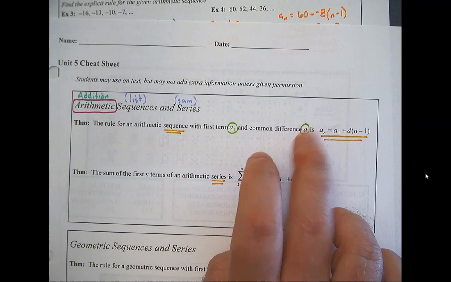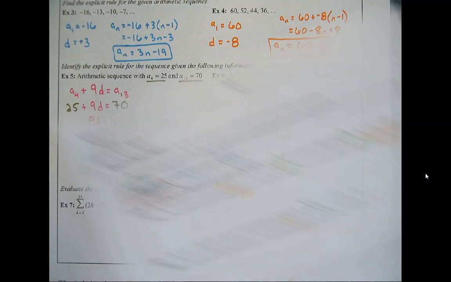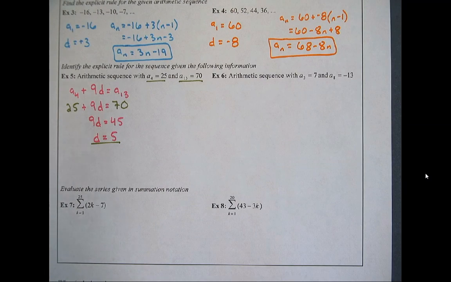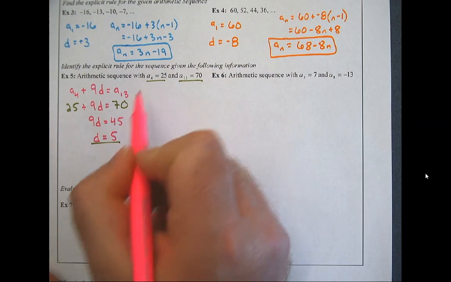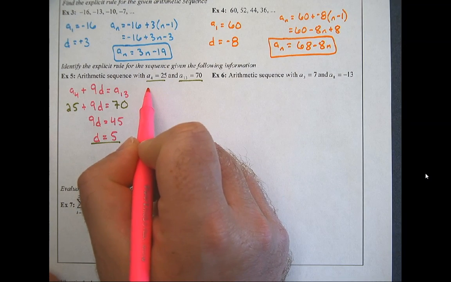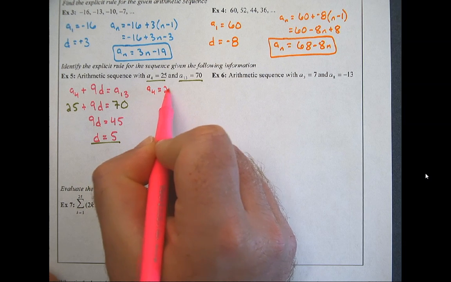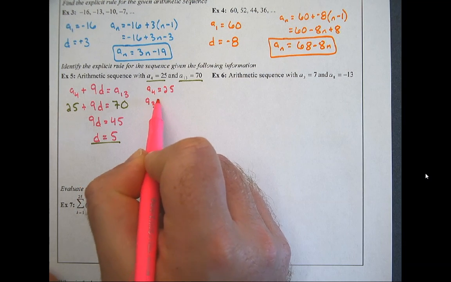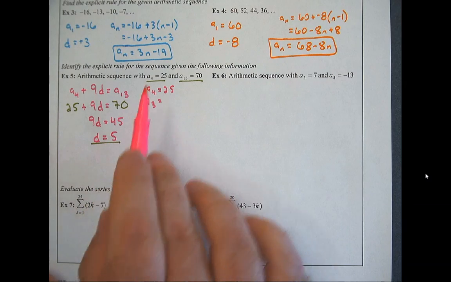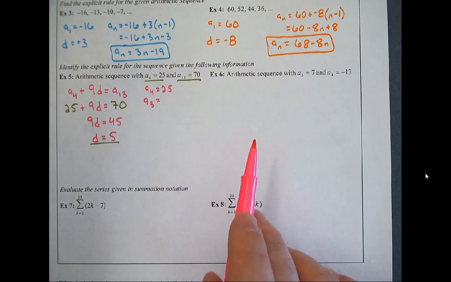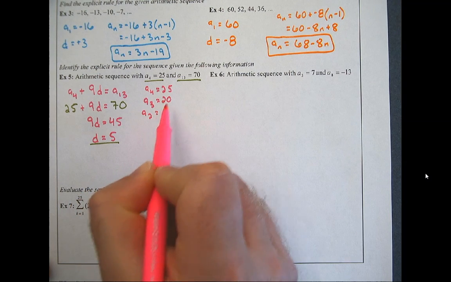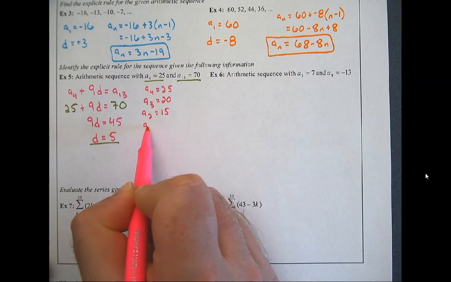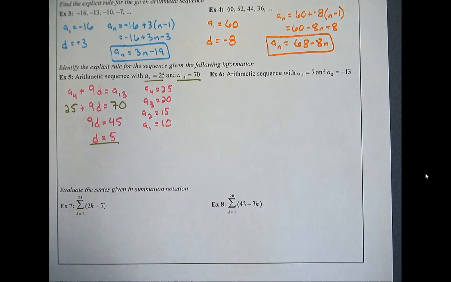So we figured out the common difference. Now we've got to find the first term. There are lots of different ways to do it. The best way I think of is to just work your way backwards. I'm going to start with a sub 4, and then I'm going to work my way backwards with the difference until I get to a sub 1. So a sub 4 is 25. A sub 3, if the common difference is plus 5, that means as I go forward, I would add 5. If I want to go in reverse, I would subtract 5. Then a sub 2, subtract 5. Then a sub 1, subtract 5, and I get a sub 1 equals 10.